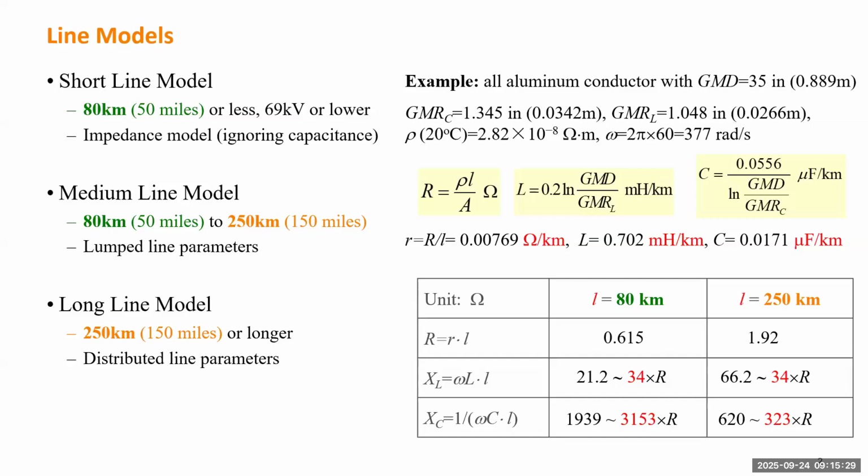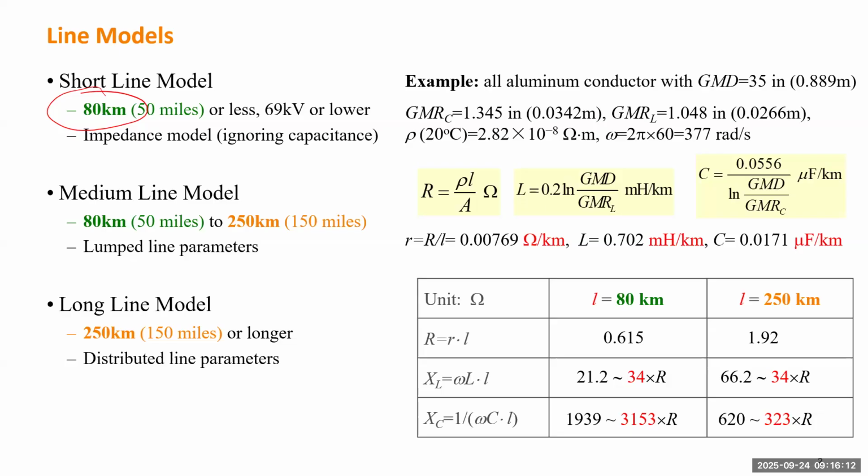Okay, let's continue on the line models. On Monday, we mentioned there are 3 types of models, which are mainly categorized based on the length of lines. Because the length of the line does matter for how accurately we can utilize which model to study the line. So there are 2 boundary values typically adopted by engineers.